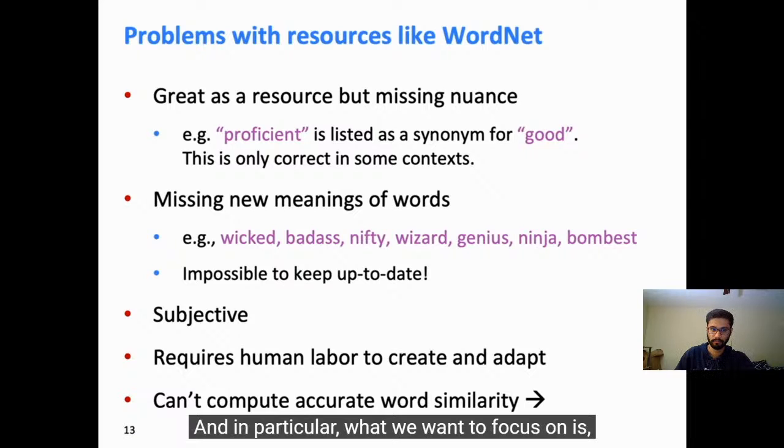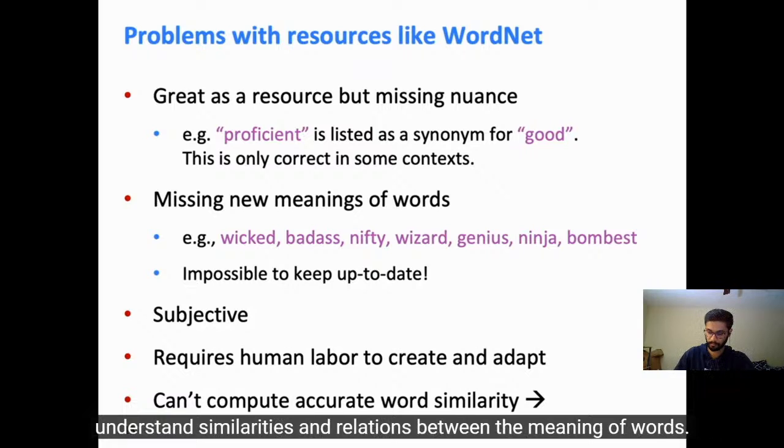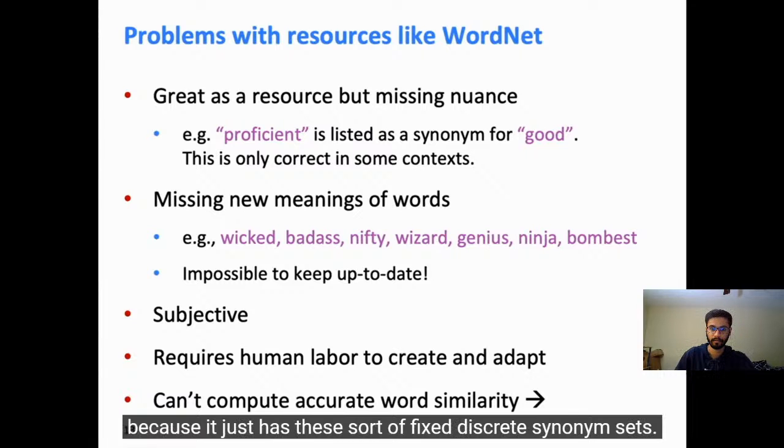And in particular, what we want to focus on is, it seems like a basic thing you'd like to do with words is at least understand similarities and relations between the meaning of words. And it turns out that WordNet doesn't actually do that well, because it just has these fixed, discrete synonym sets.